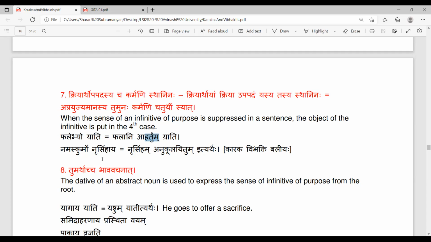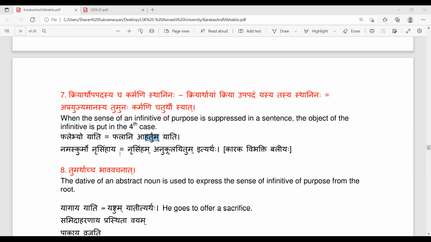When both can be implied, then Karaka Vibhakti is stronger. Karaka Vibhakti baliyaha, that is what is given in the bracket. Karaka Vibhakti is stronger. So when there is a competition between the Upapada Vibhakti and the Karaka Vibhakti, go by the Karaka Vibhakti, not the Upapada Vibhakti. If a word governed by an Upapada can also be in Chaturthi Vibhakti because of Karaka, then we have to take it as a Karaka Vibhakti, not as an Upapada Vibhakti.